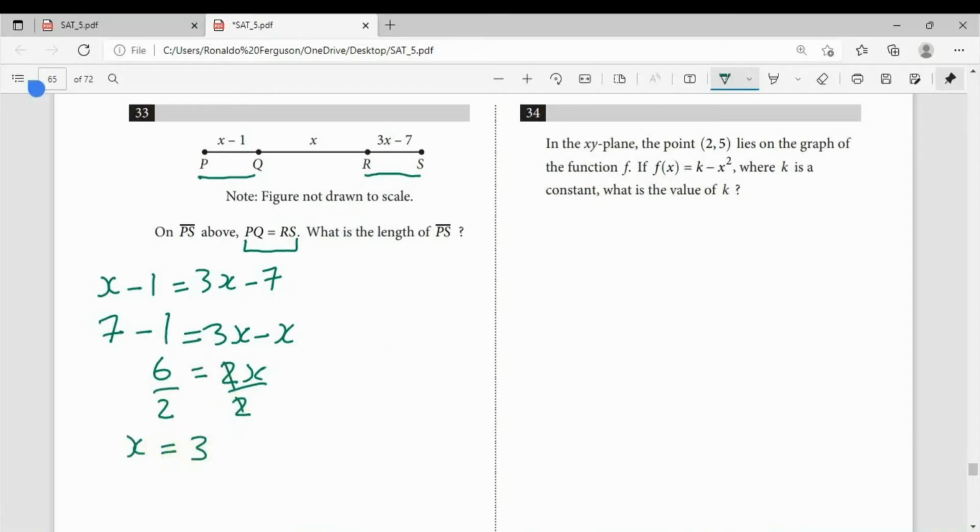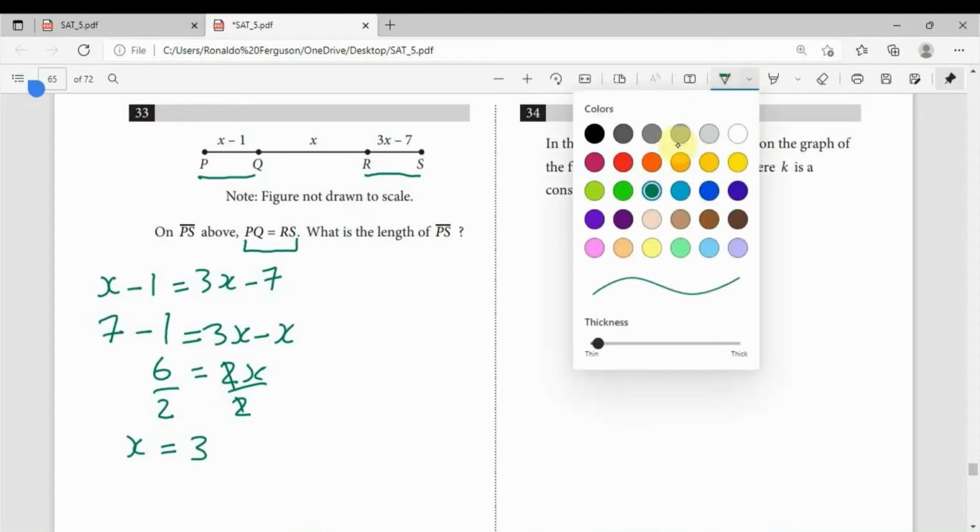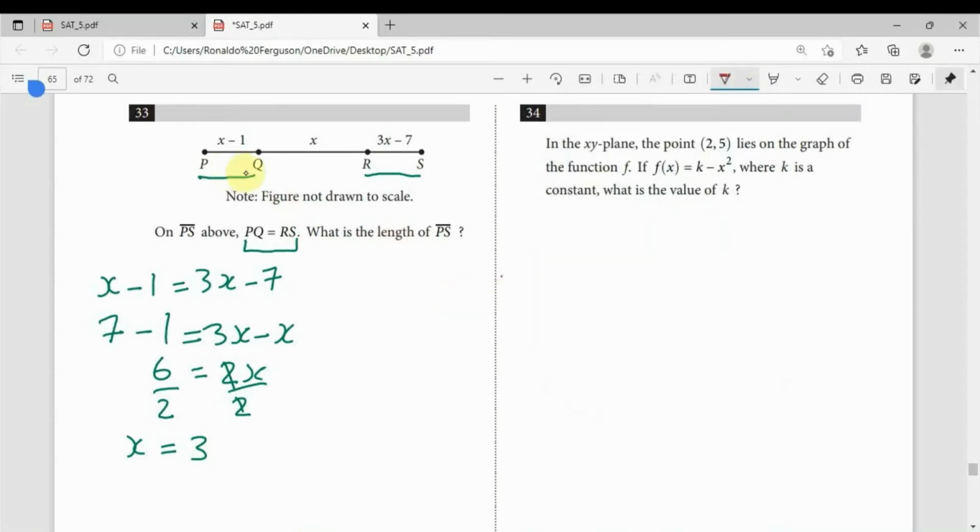Now guys, when you get x equals 3, you don't finish. This side is x minus 1, and 3 minus 1 is 2. This side here is 2 as well. The distance QR is just x, and x was 3. So PS is 2 plus 3 plus 2, which is 4 plus 3, which is 7. So PS is 7 units.